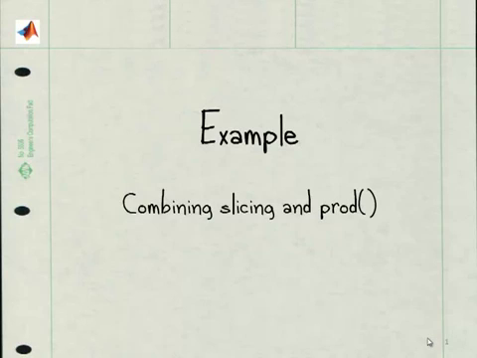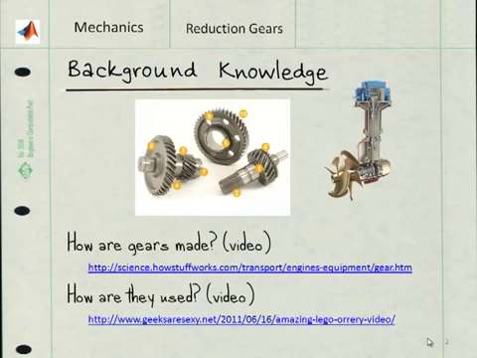So this is the example about slicing and using the function prod for product. Now before we actually jump into the example, it'd be good to actually understand a little bit of the background. This is a mechanical problem with gears, which are shown here. Gears are used in a lot of applications. On top of cars, you can also have a marine application.